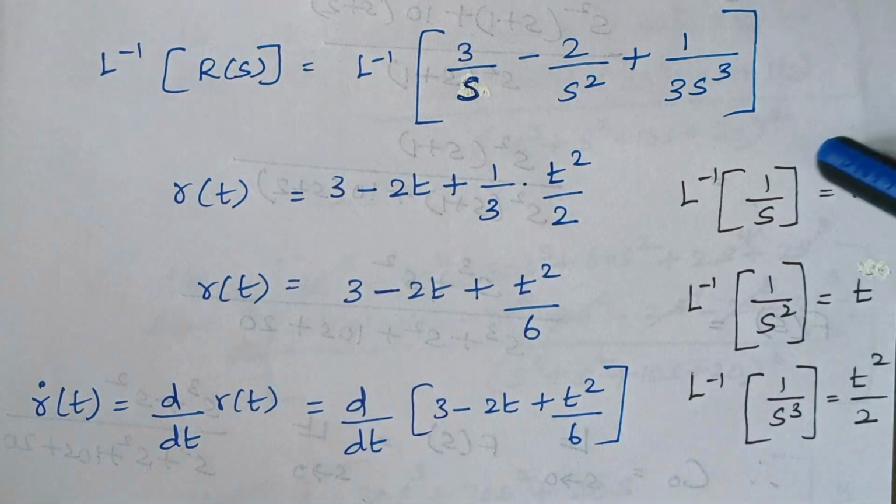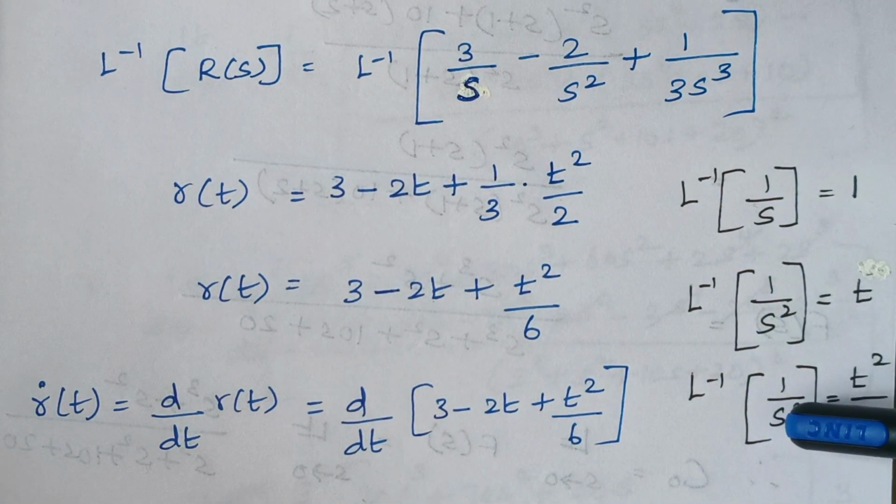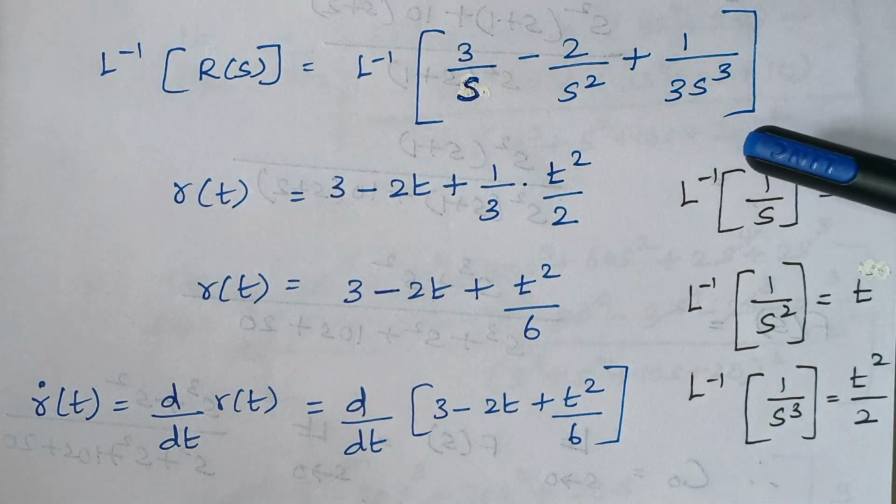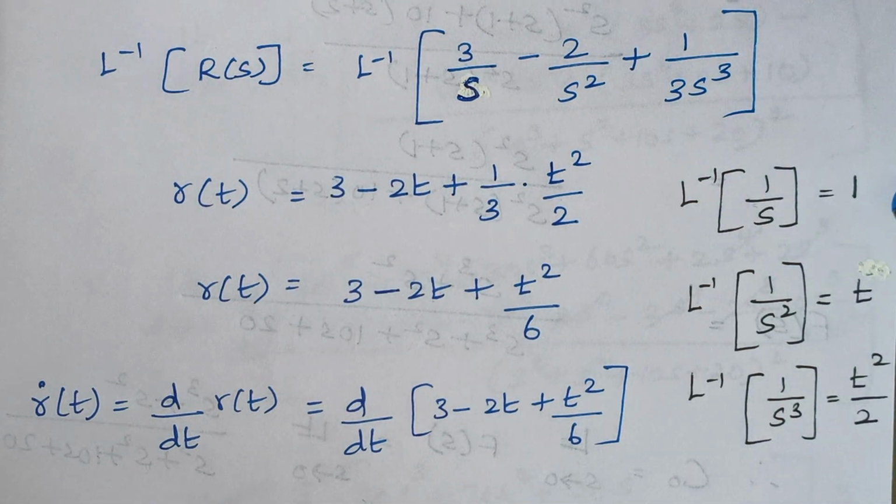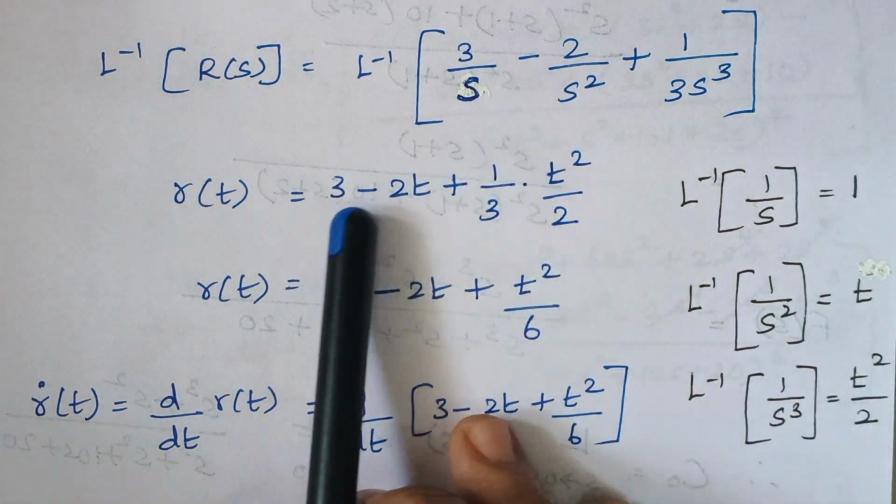So these are all the basic formulas of inverse Laplace transformation. Inverse Laplace of 1 by s is 1, and 1 by s square is t, and 1 by s cube is t square by 2 factorial, which is nothing but 2 again, right? So just substitute the values accordingly here.